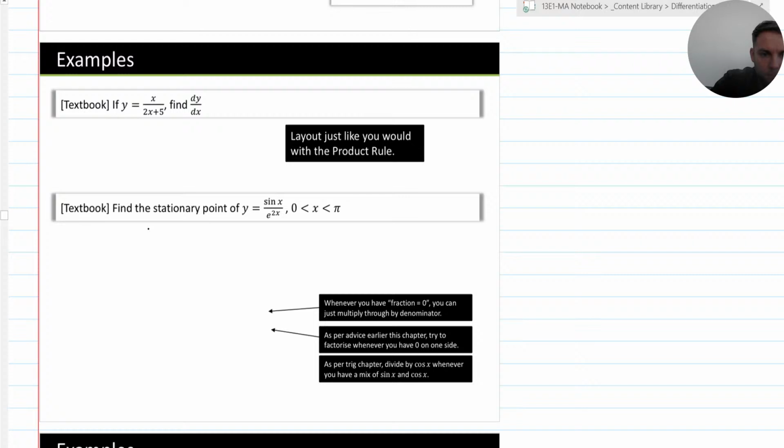Okay, so moving on from this, let's have a little look at this question here. This question says, if y is equal to x over 2x plus 5, find dy by dx. So the first thing we'd do is say what u and v are. Now u is always the top, so u in this case is equal to x, and v is the bottom, so v in this case is equal to 2x plus 5, like so.